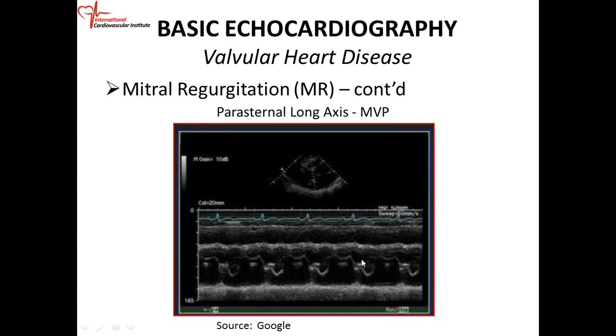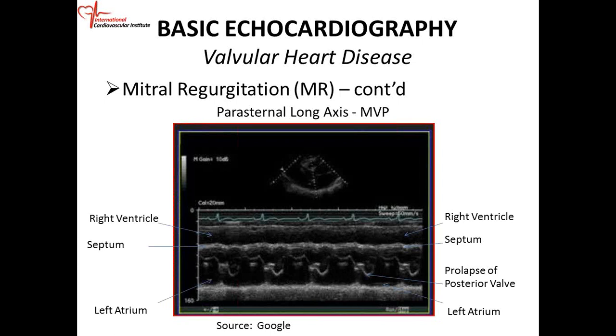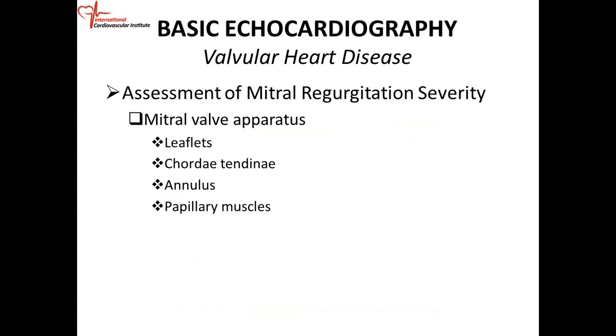And if you've been looking at these, you know that the leaflet going backwards like this is not a normal thing. So this is mitral valve prolapse, and you're going to get it in the exam. So RV, right ventricle cavity, septum, left atrium, prolapse of the posterior leaflet, and in diastole the mitral valve opens. All right, so we discuss mitral valve, mitral regurgitation.